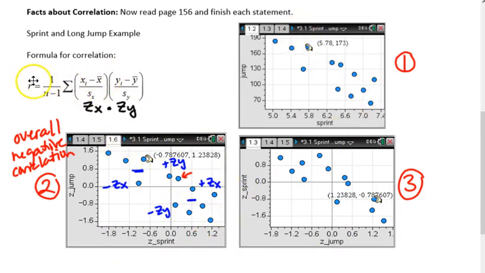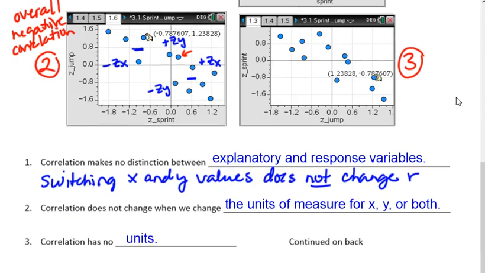And since the R value, or the correlation, is based only on z-scores, which have no units at all, changing units doesn't make any difference. Also, correlation has no units because it is based on the z-score. Okay, so correlation does not change when we change units of measurement, and correlation itself has no units.